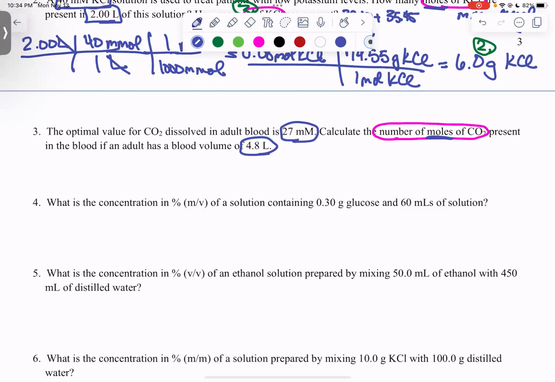I'm trying to go to just moles, just one, so I'm going to pick the 4.8. You could have picked any one, though. It works no matter what you do.